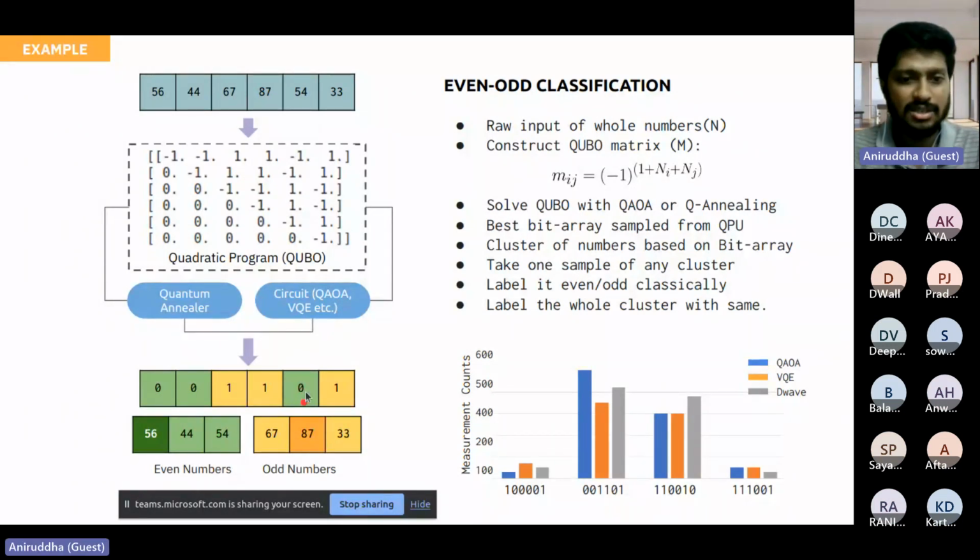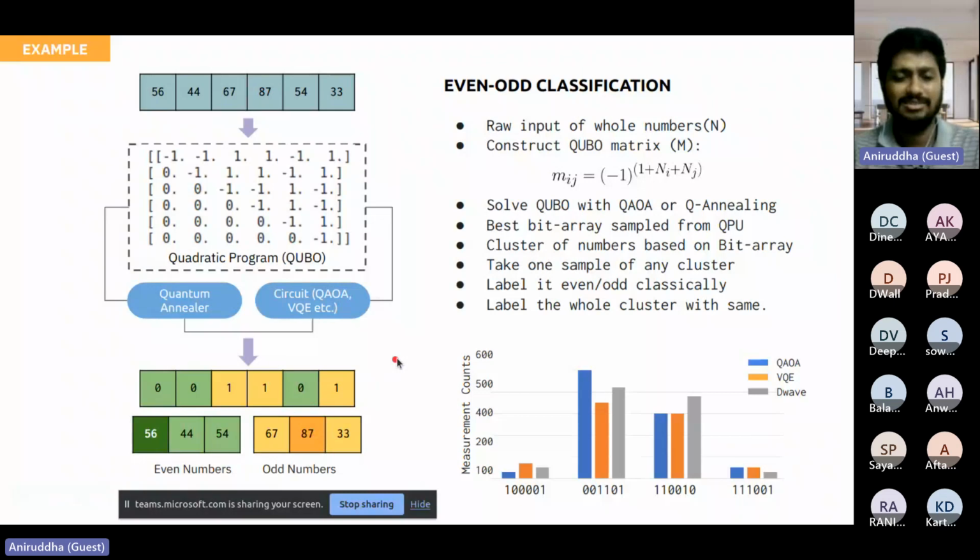Sorry, yes. So again you will do the same thing. The 5th term here is 54. So this 56, 44, and 54 will be in the same class. Here you can see. And the others you can also extract using the ones: 67, 87, and 33.